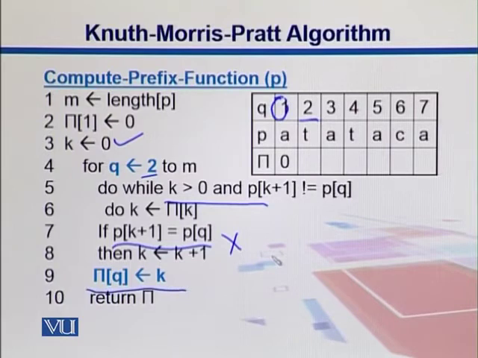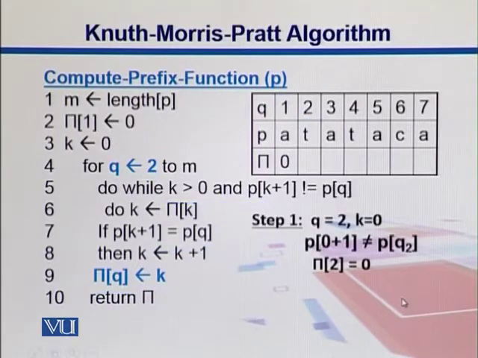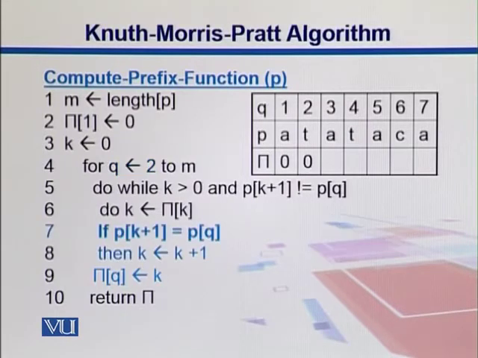So right now pi of q, which is pi of 2, is 0, so at that position we will put a 0. After this first step we have q equal to 2, k equal to 0, and P of 0 plus 1, which is P at position 1, that was A, and it was not equal to P of q at 2, which is T. In that case we substitute a 0 over there.